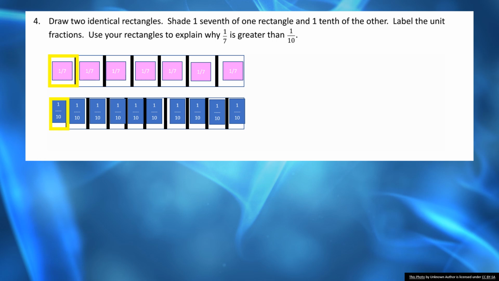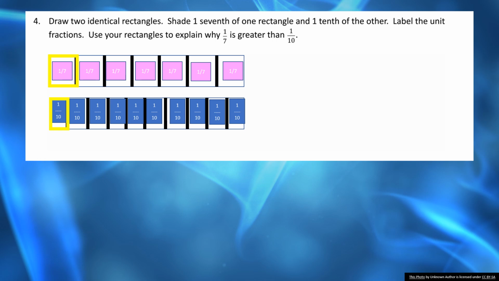Now, I want you to look at it. Which one is bigger? Is the 1/7 bigger or is the unit 1/10 bigger? Which one's bigger in size? I'm not talking about the bottom number. In size, which one's bigger? 1/7, right? 1/7 is larger than 1/10. It takes up more space.